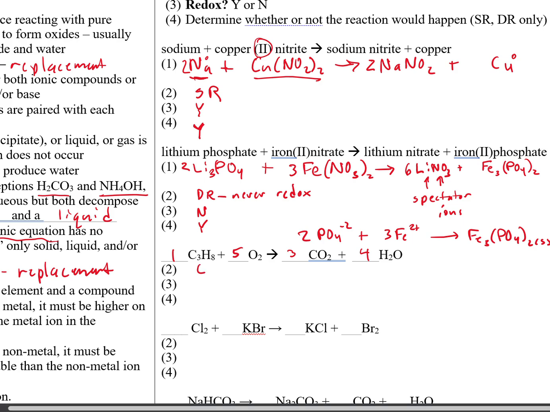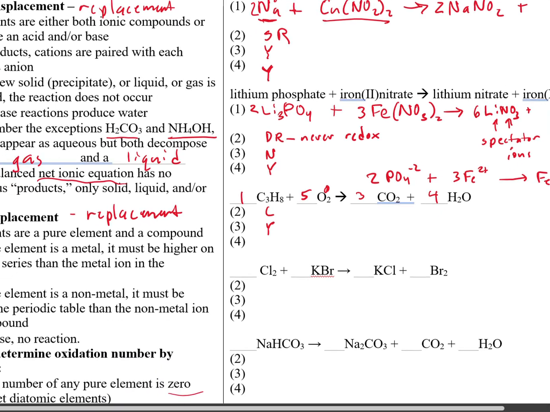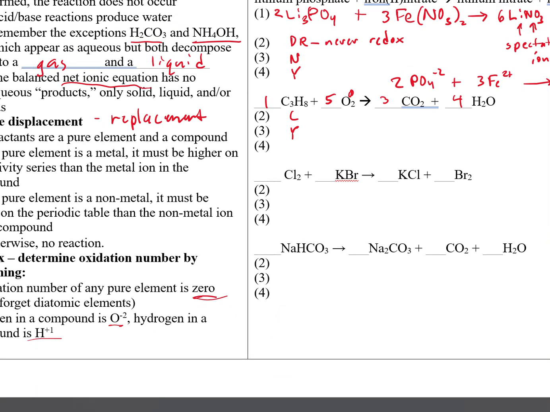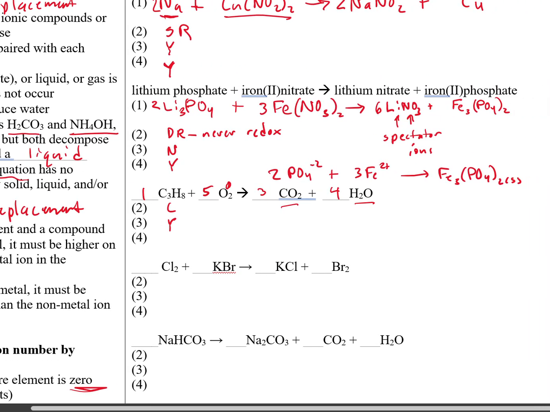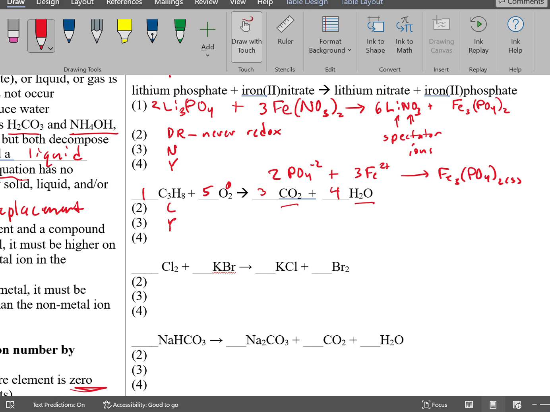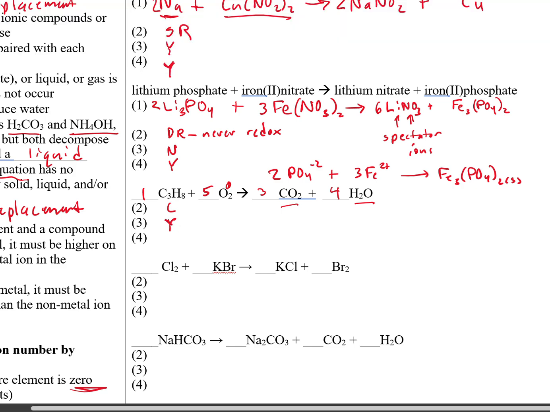Type of reaction, combustion. Is it a redox? Yes. How can you tell? Look at this. This is a pure element, oxygen. Whenever anything is a pure element, its oxidation number is 0. But then afterwards, oxygen ends up in a compound, and it's -2. So the way you can tell there's a redox reaction is if things change charge from one side of the reaction to the other. Okay. And finally, will the reaction happen? We'll just say yes on anything besides single and double replacement.